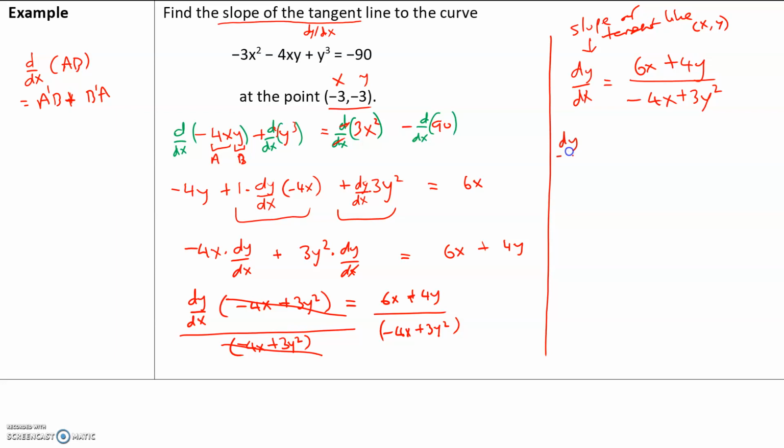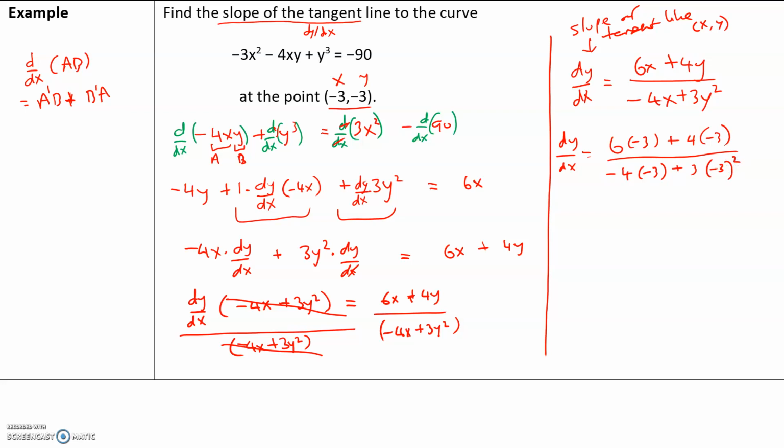So my dy/dx will equal 6 times negative 3 plus 4 times negative 3. x and y happen to be negative 3 in this case, divided by negative 4 times negative 3 plus 3 times negative 3 to the second power.